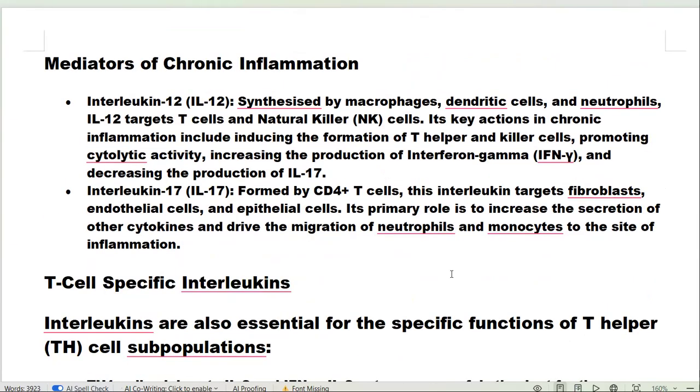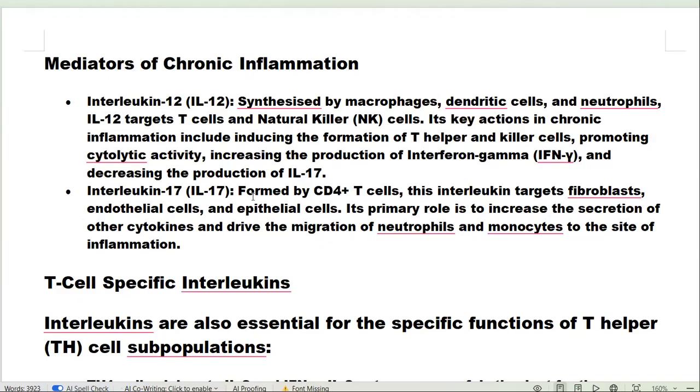Mediators of chronic inflammation. Interleukin 12, IL-12, is synthesized by macrophages, dendritic cells, and neutrophils. IL-12 targets T cells and natural killer cells. Its key actions in chronic inflammation include inducing the formation of T helper and killer cells, promoting cytolytic activity, increasing the production of interferon gamma, IFN gamma, and decreasing the production of IL-17.